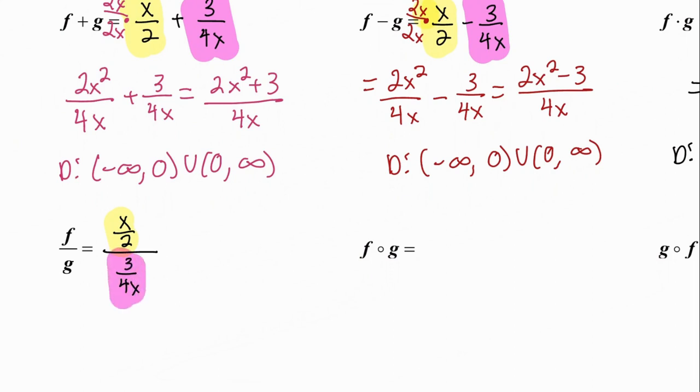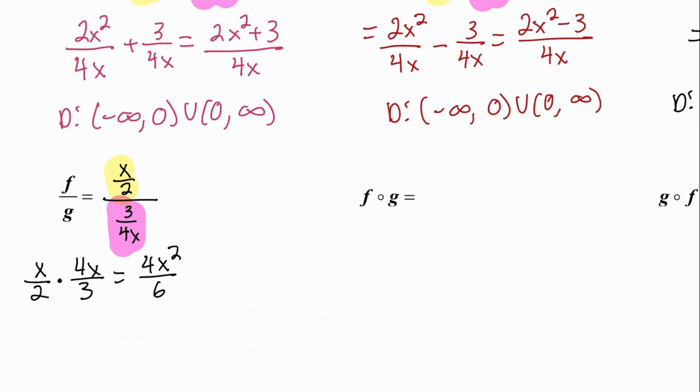And you may not remember it, but when we divide fractions, we can actually multiply by the reciprocal. So we can turn this into x over 2 times, we'll flip that bottom fraction and turn it into multiplication. So 4x over 3. So then we multiply straight across and we get 4x squared over 6. And both of those are actually divisible by 2, so we'd go ahead and divide them to get 2x squared over 3. So our domain would be negative infinity still to 0, union 0 to infinity.